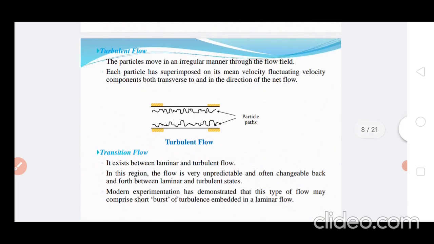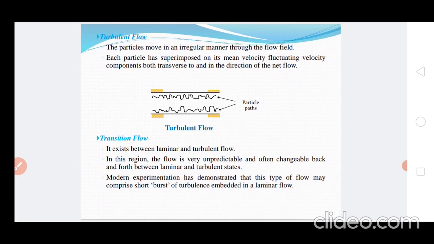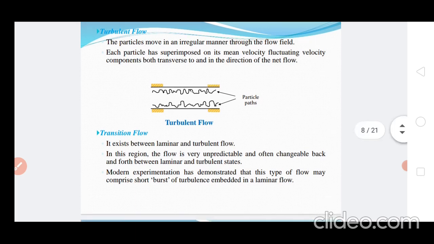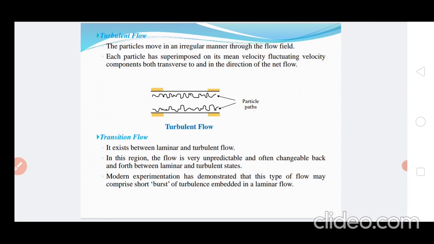Now in turbulent flow, the flow is in an irregular manner. That means when the particles move from one point to another point in the flowing field, the particles move in an irregular manner through the whole flow field. Each particle has superimposed on its mean velocity fluctuating velocity components both transverse to and in the direction of the net flow. And in this figure we can see the flow field of the turbulent flow.